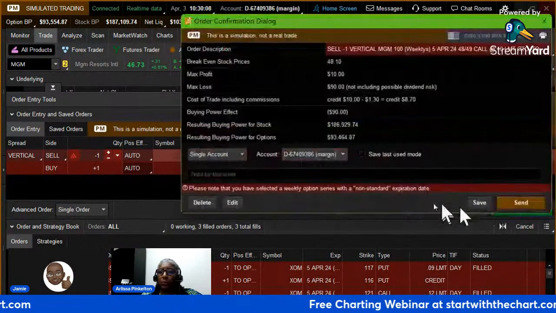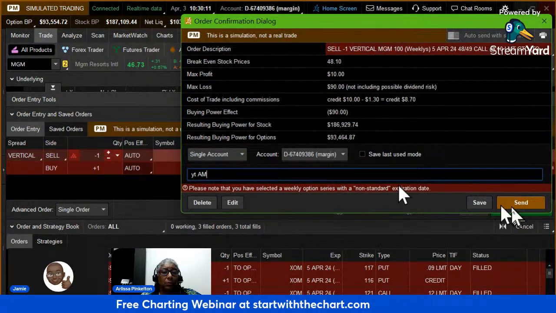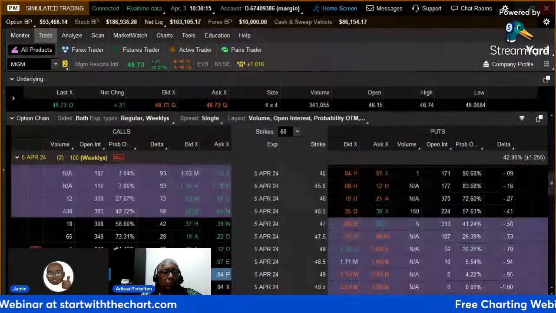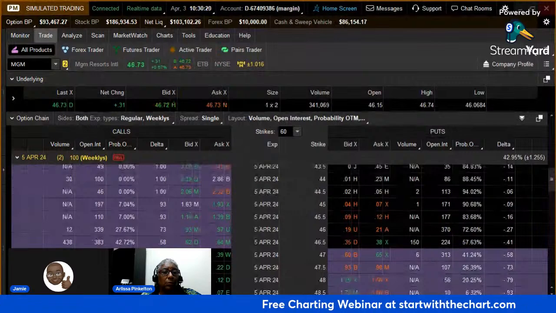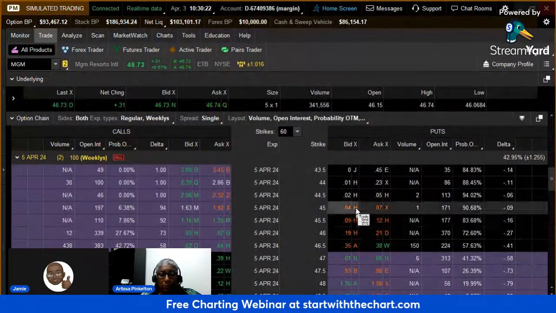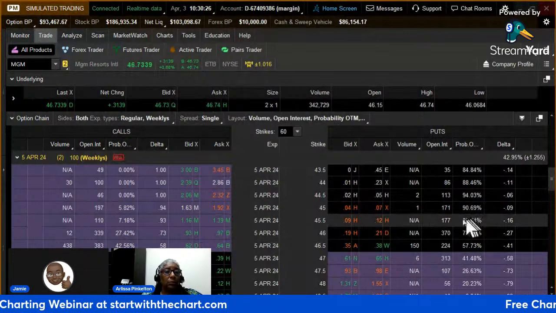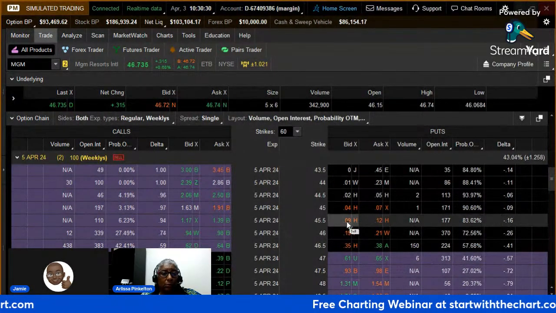But just do it that way. All right. Then do the same thing going in reverse. 45.5. So this is no premiums here. 45.5, they have an 83% out of the money at a 16 delta.